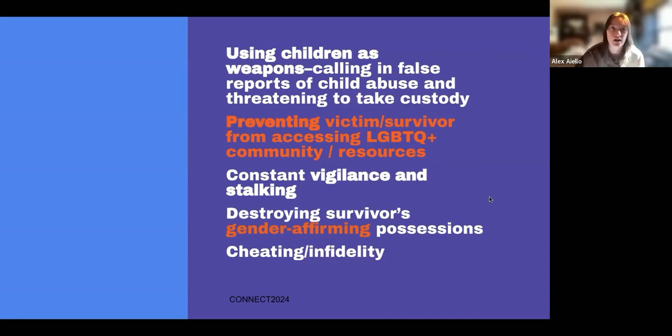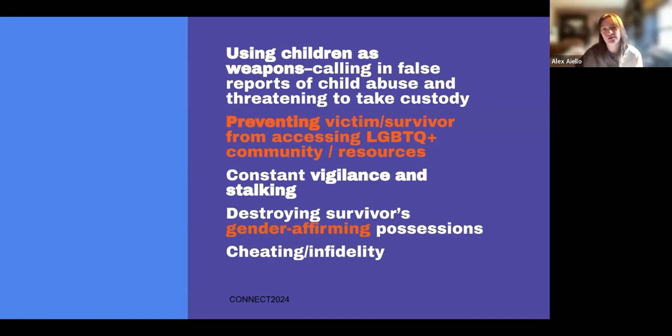We also want to recognize an aspect of emotional abuse could be using children as weapons, calling in false reports of child abuse or threatening to take custody, and this can be even more complicated in queer relationships. Another tactic could be preventing the survivor from accessing the LGBTQ plus community or resources. That can be a really important part of someone's identity, to have that queer community and feel validated in who they are, and to ice them out of that would further that process of isolation.